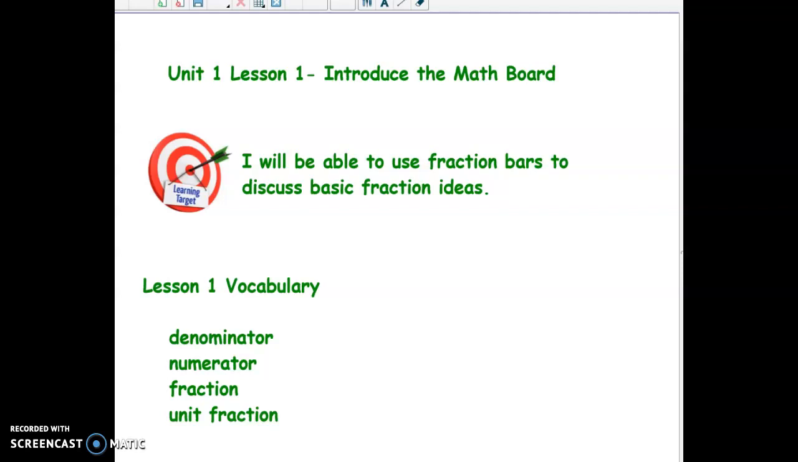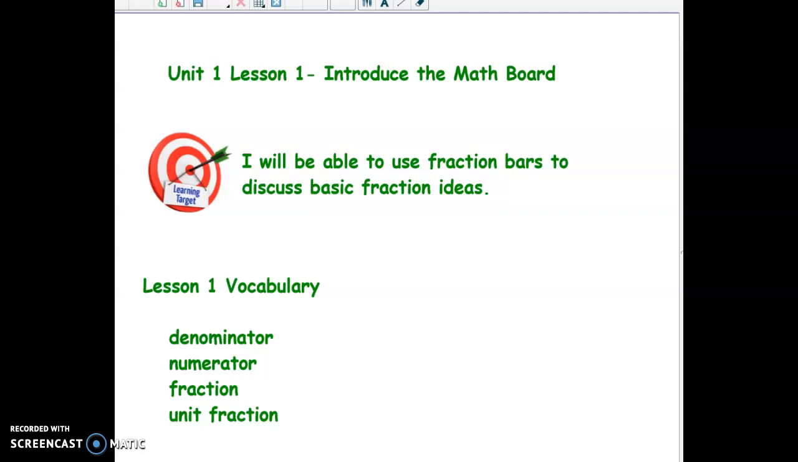Hi, fifth graders. Welcome to your first lesson from your Math Expressions series, Unit 1, Lesson 1, Introducing the Math Board. Our learning target for today is I'll be able to use fraction bars to discuss basic fraction ideas. Now, when you're in school with me, we'll actually have some boards that have fraction bars on them that we'll practice with. But for those of you at home, you're just going to have to follow along for today.